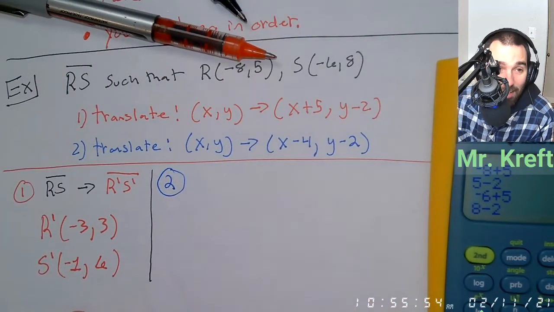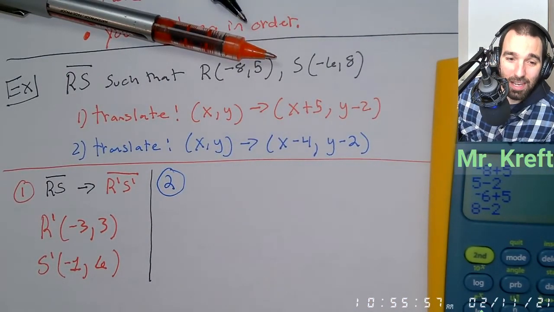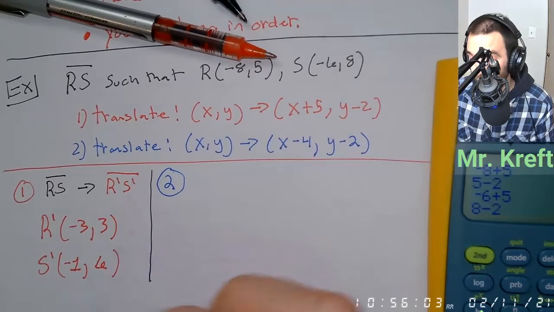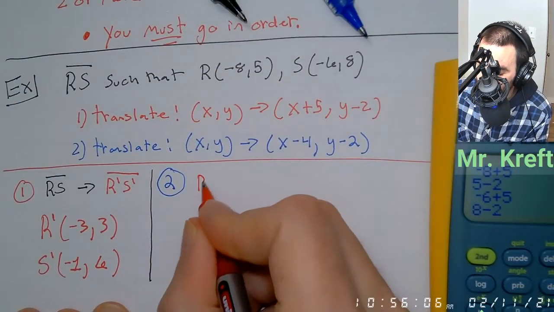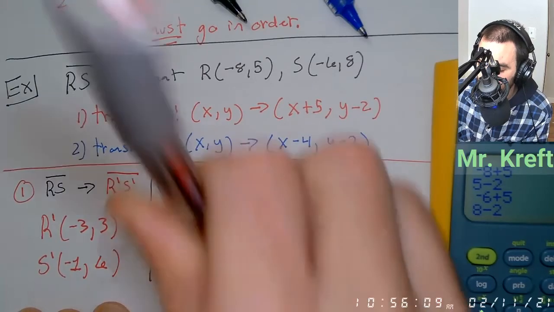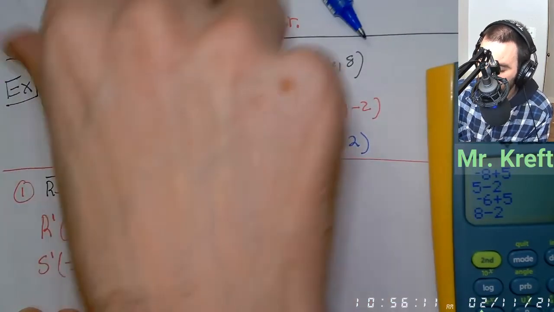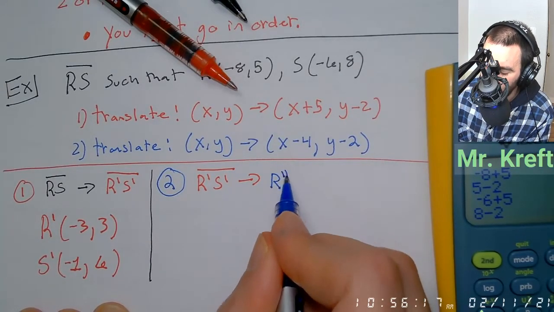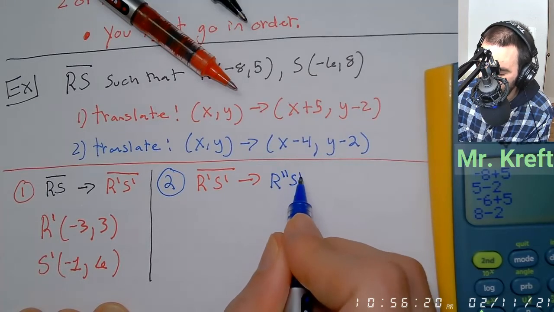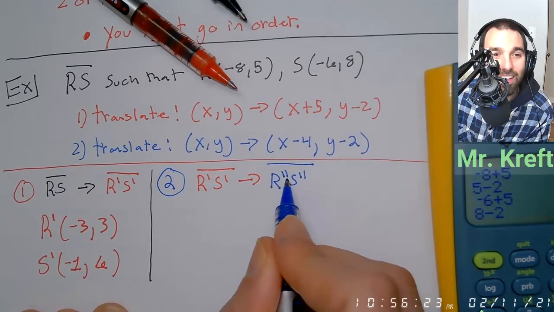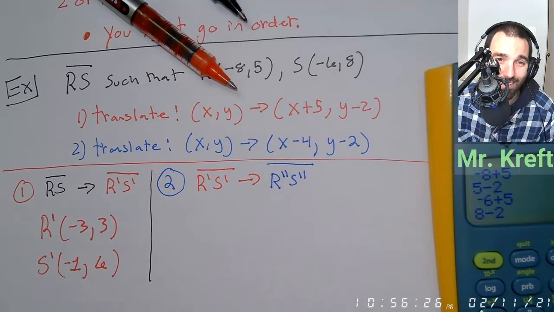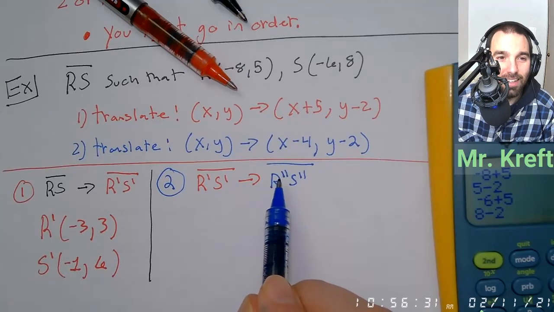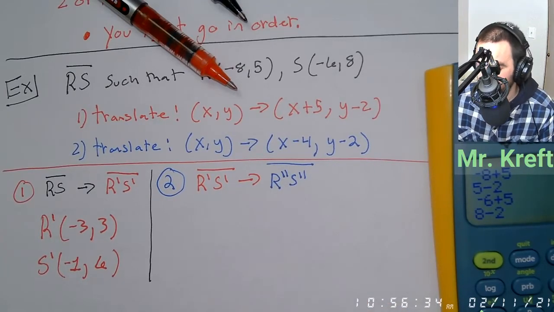Now we have to go to our second step. Now remember, in a video game, you don't do one step and teleport back to the beginning, right? Everything is fluid. So when we do our second step, we're going from R prime S prime to, what do you think I'm going to put up here? I'm going to put R double prime and S double prime, because this is my second transformation. It makes sense, doesn't it? So this was my first transformation. This is my second transformation.